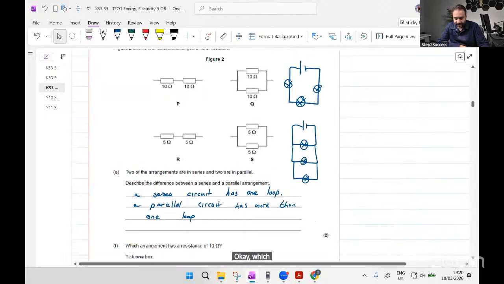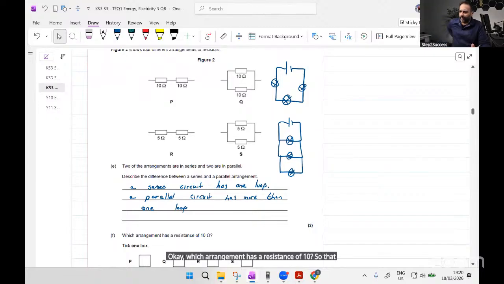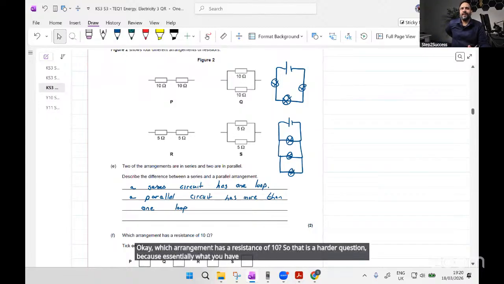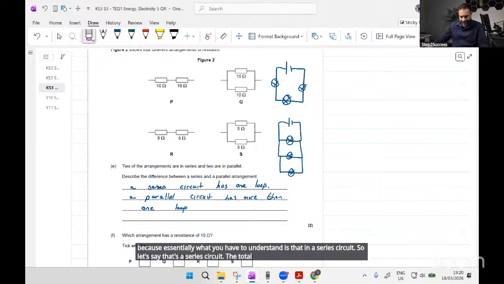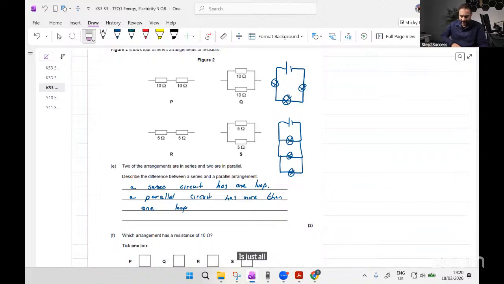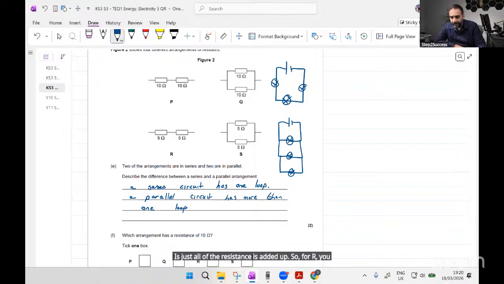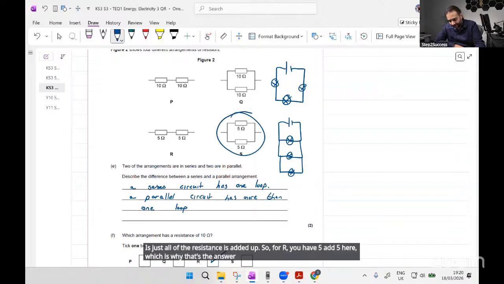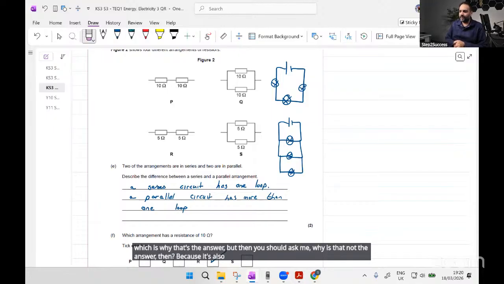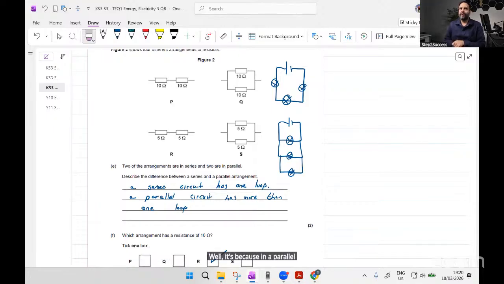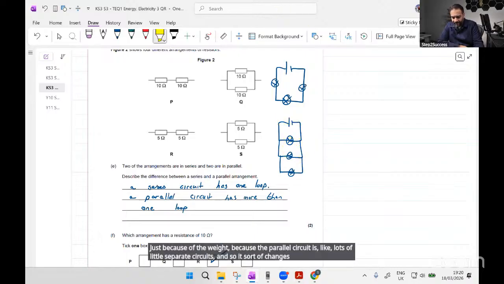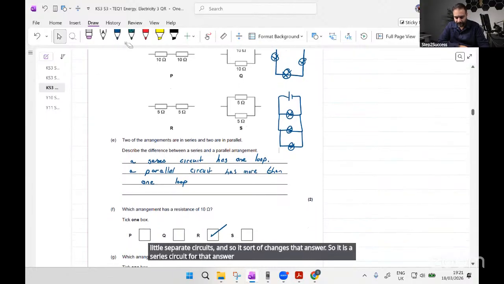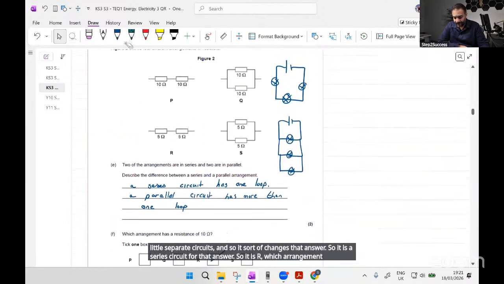Okay, which arrangement has a resistance of 10? So that is a harder question because essentially what you have to understand is that in a series circuit, the total resistance is just all of the resistances added up. So for R, you have 5 add 5 here, which is why that's the answer. But then you should ask me, why is that not the answer then? Because it's also got 5 and 5. Well, it's because in a parallel circuit, the rules are a little bit different, because a parallel circuit is like lots of little separate circuits. And so it sort of changes that answer. So it is a series circuit for that answer. So it is R.